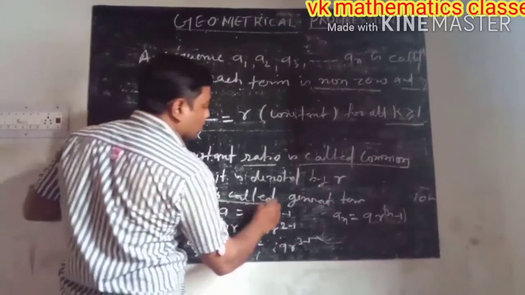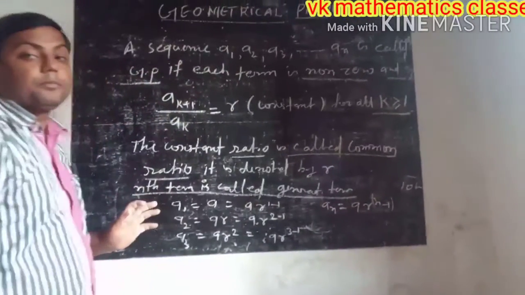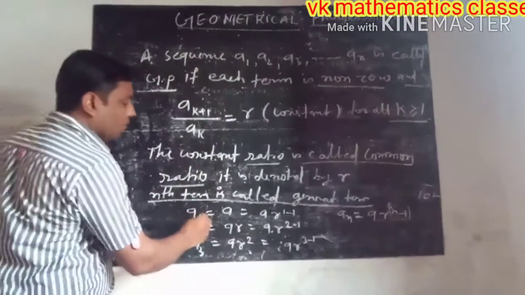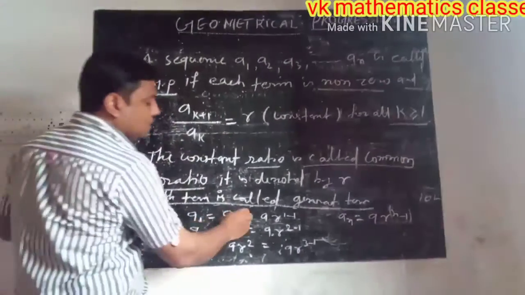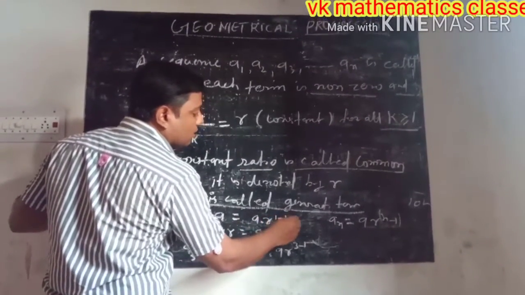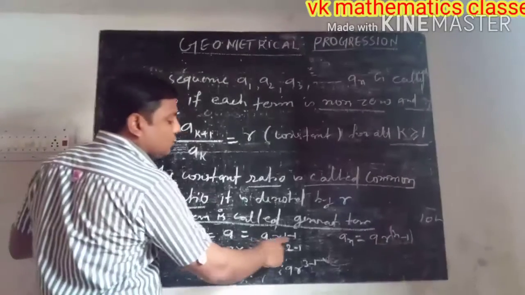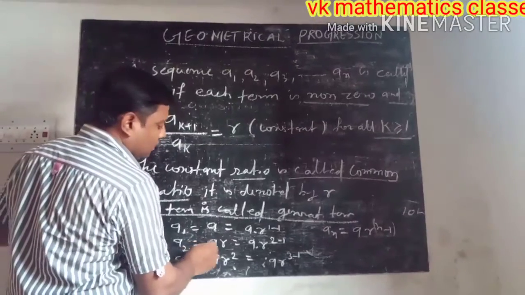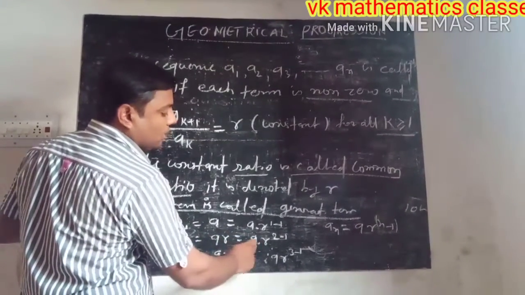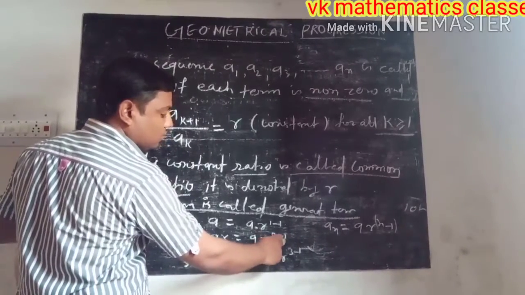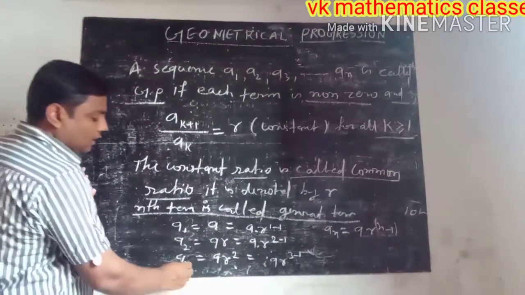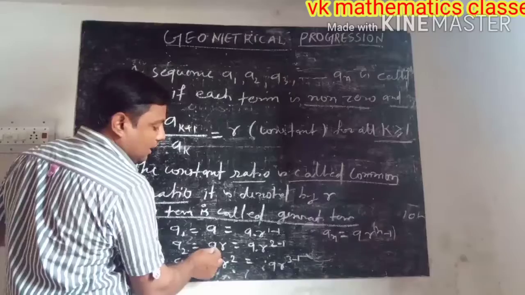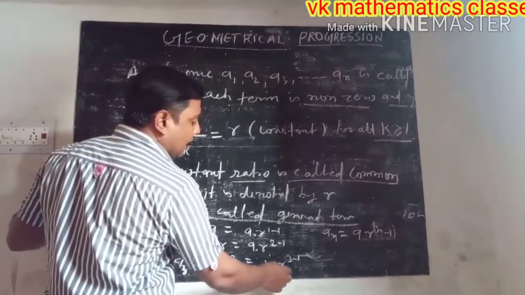The nth term is called the general term of GP. Now we find the general term or nth term of GP. Suppose a1 equals a. This a is also written as a into r to the power 1 minus 1. 1 minus 1 is 0, a r to the power 0, r to the power 0 is 1, so here a. a2 is equal to a into r, which is a r to the power 2 minus 1. 2 minus 1 is 1, so it is written as ar. a3 is ar square. This is also written as ar to the power 3 minus 1.